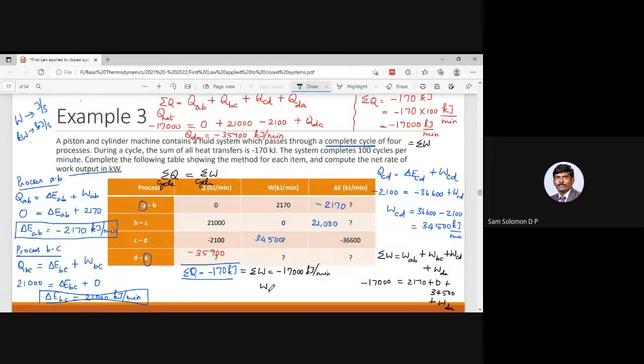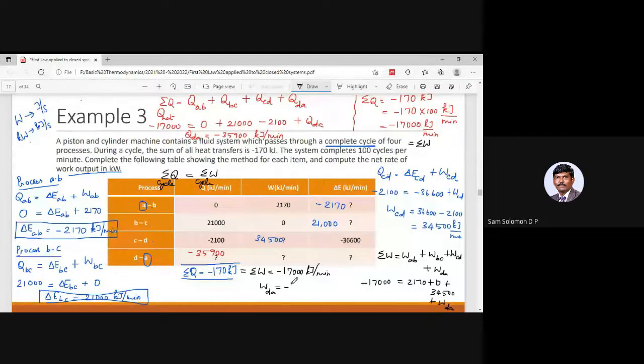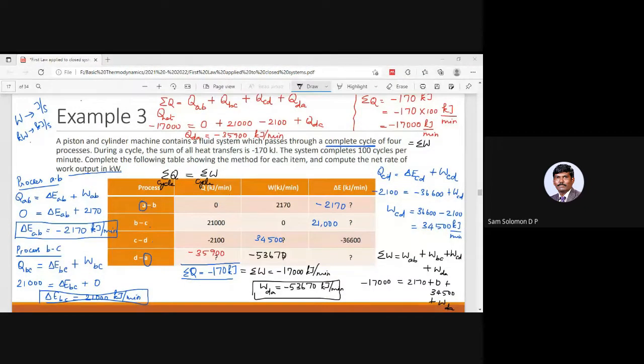So WDA, you can just compute it in the calculator. Minus 53670. Very good. Please repeat the answer. Minus 53670. Okay, thank you very much. So minus 53670 kilojoule per minute. I can write this over here. Can you now tell me what is the value of delta EDA?